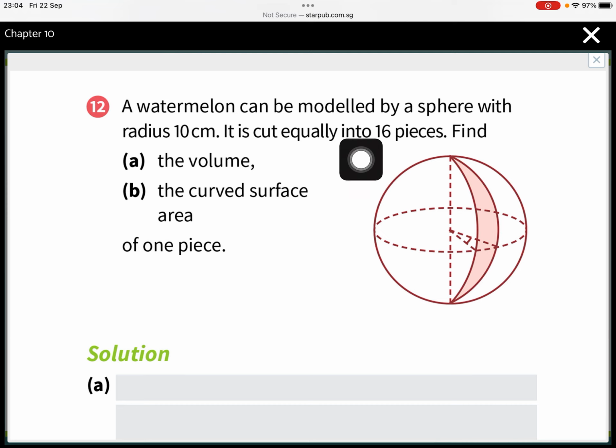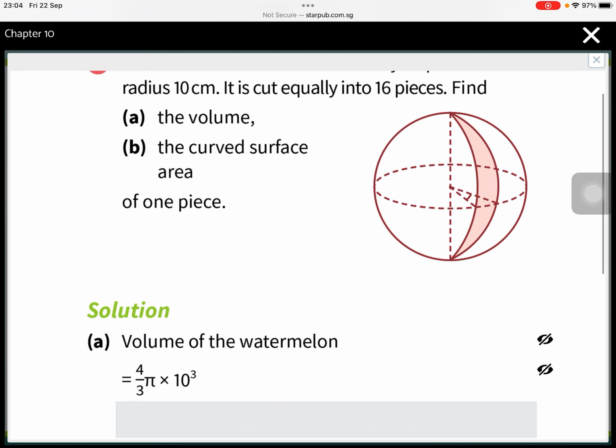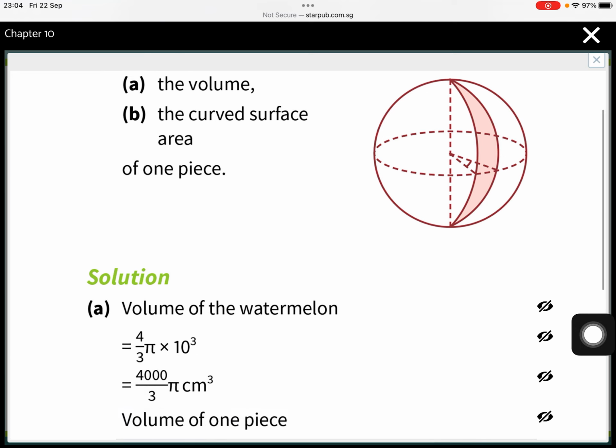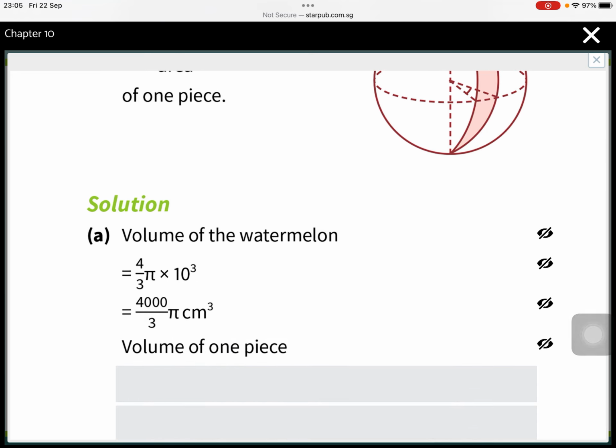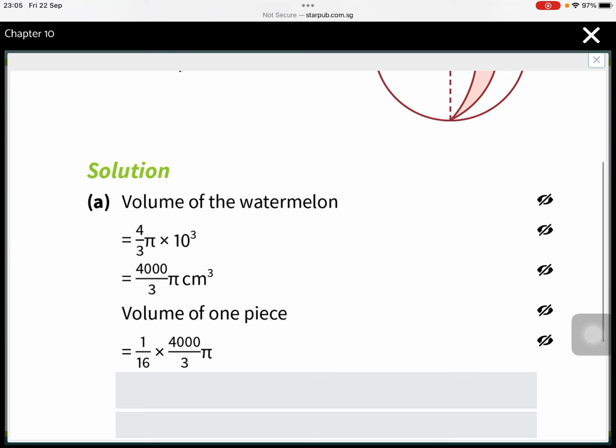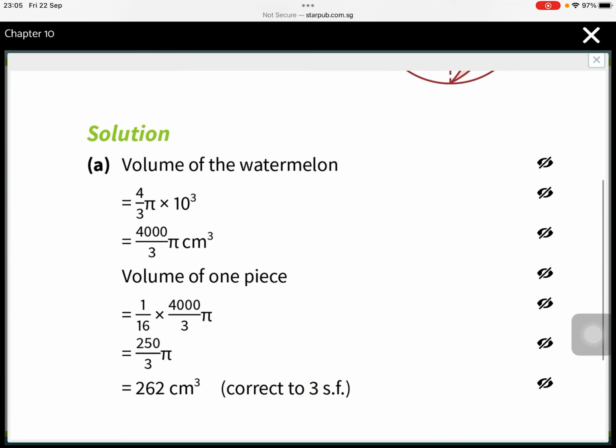Basically, with 16 pieces, you just take the total volume divided by 16. The total volume will be 4/3 pi r cubed. So 4/3 pi, my r is 10, so 10 cubed. I get about 4,000 over 3 pi cm cubed. Then you divide it by 16, so you times 1 over 16, you get 250 over 3 pi. Evaluate it, round off to 3SF, you get about 262 cm cubed.